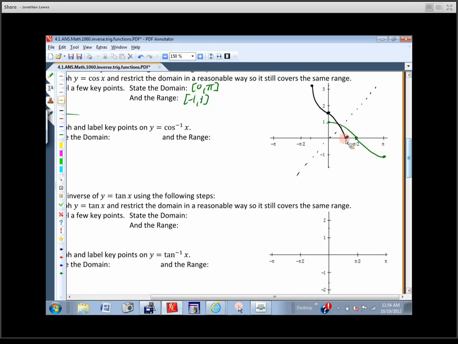Tilt your head just a bit. Do they look like they're reflections across the line y equals x? And should it be pretty easy to fill in the rest of this stuff?